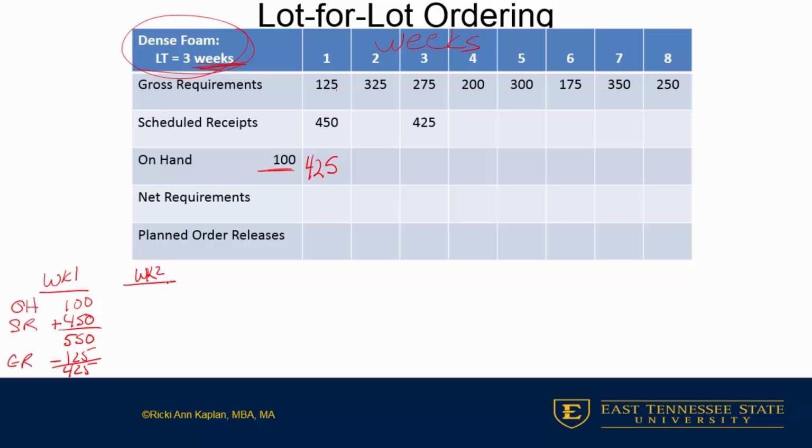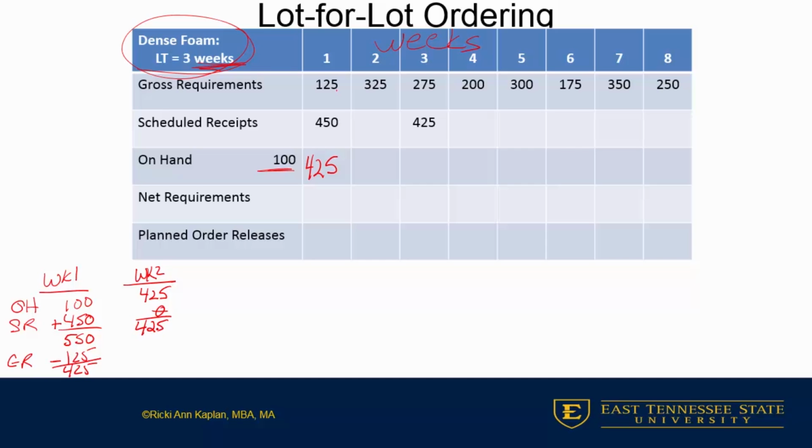So if I move on to week 2, I'm taking what was left over. What I have on hand is 425 units. How many do I plan on using? Or how many do I plan on getting in? What do I have for receipts this week? Deliveries? Nothing.